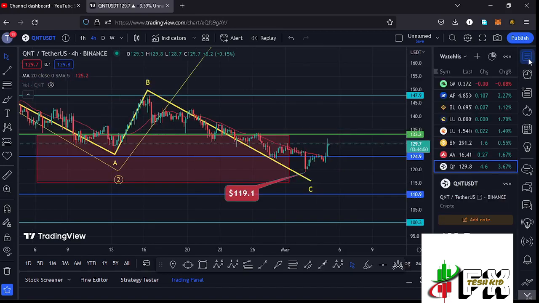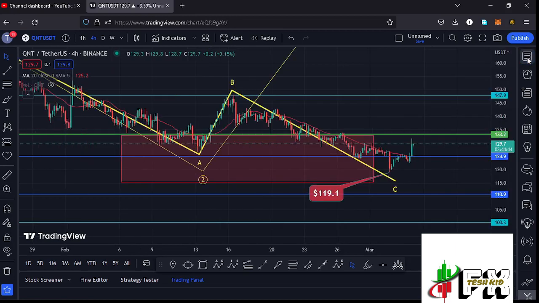Developments that have been happening here on the Quant chart, which at the time of this recording is giving us a massive run up. As you can see here on TradingView, the market is up by 3.59%, which is a very nice bounce to the upper side, and at the time of this recording we have managed to break above the 20-day MA here on the 4-hour chart, and also above a key area of resistance at around the $124.9 mark. Those two areas are now acting as support for us to continue gearing up to our next key area of resistance at around the $133.2 mark.